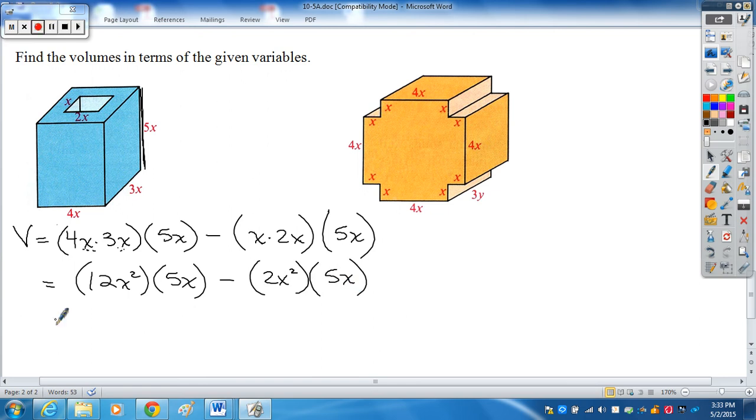Okay? And then from there we go ahead and just multiply together. So we have 60x to the third now. X squared times x to the first, we add exponents there. So 60x to the third minus 10x squared times x is going to be x to the third as well, so 10x to the third. And so in the end, we take the difference there. 50x cubed is the volume of that structure there, 50x cubed.